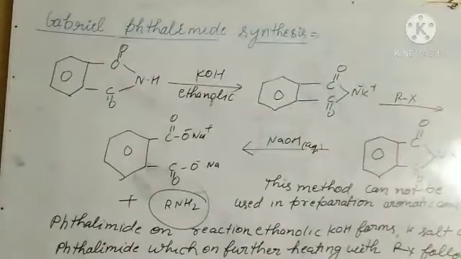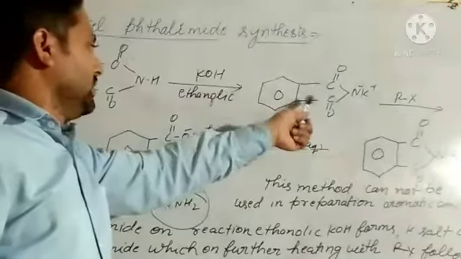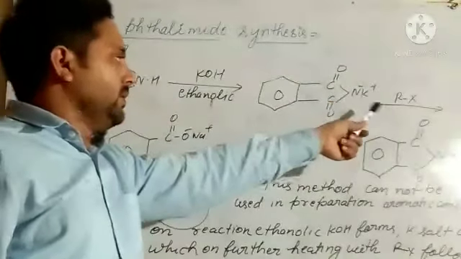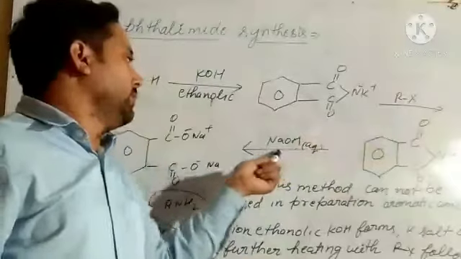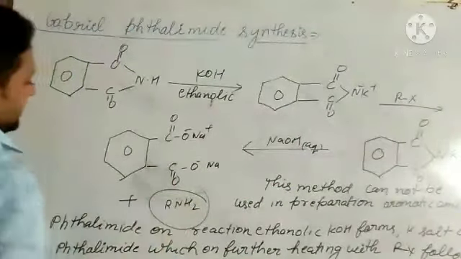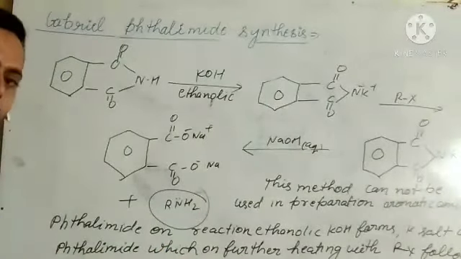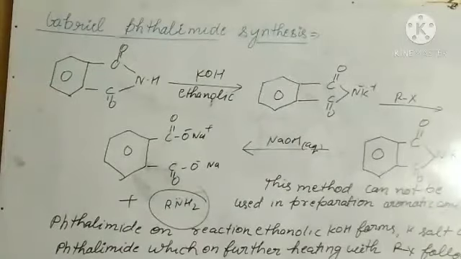So this is the Gabriel phthalimide synthesis. Phthalimide reacts with ethanolic KOH and forms potassium salt of phthalimide, which on reaction with alkyl halide and followed by hydrolysis gives primary amine. And I have already written that this method can't be used for the preparation of aromatic amines. The last method is Hofmann bromamide degradation reaction.